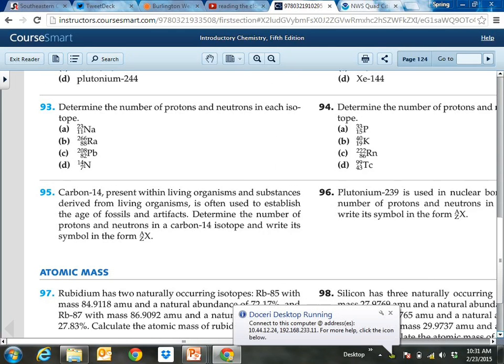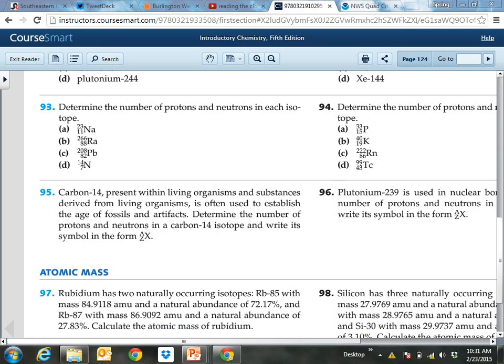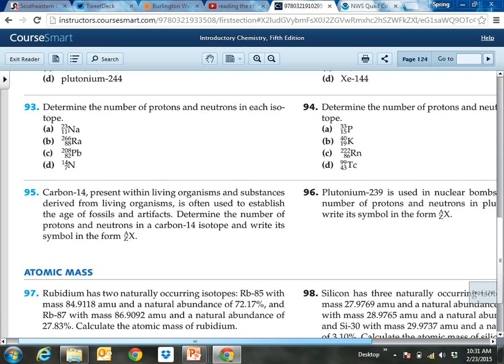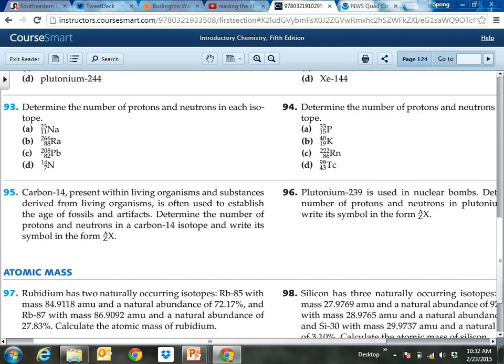So the first two are kind of back to what we talked about on Monday a little bit. Okay, so 95, talking about carbon, and basically the bottom line is determine the number of protons and neutrons on a carbon atom that has a mass number of 14. Okay, for the periodic table, its atomic number is 6, so I think you'll do just fine with that.